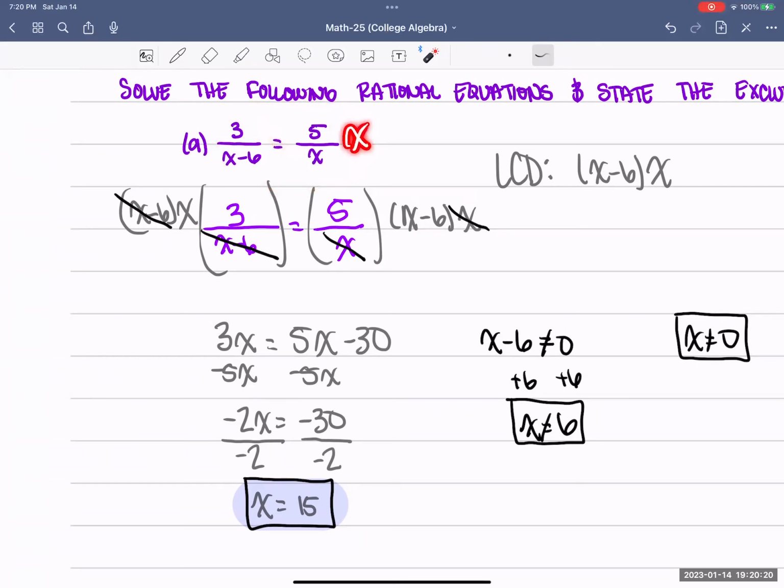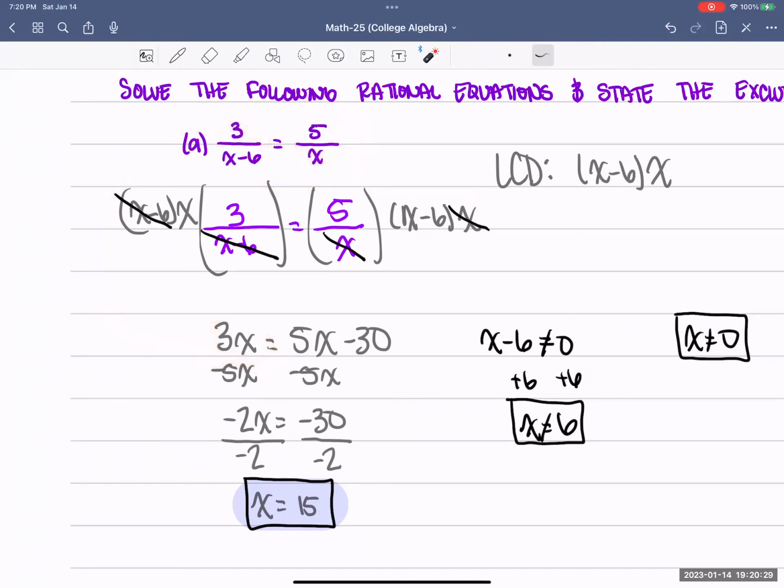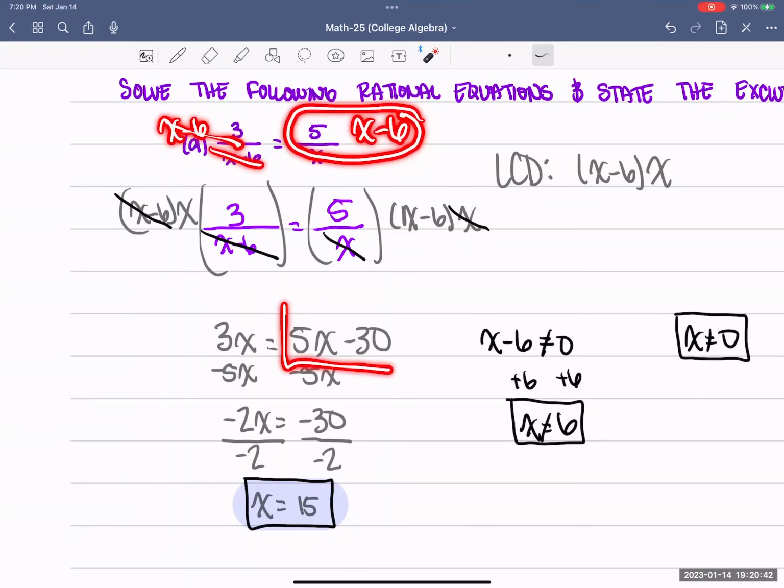When we multiply by x, these x's divide out. So we're left with 3x, which is exactly what we ended up with over here. And same thing on the other side, we can multiply both sides by our x minus 6. Over here, these divide out, and then here we have 5 times x minus 6. You distribute it, and this is what we end up with here.